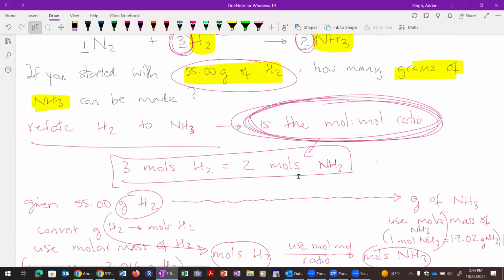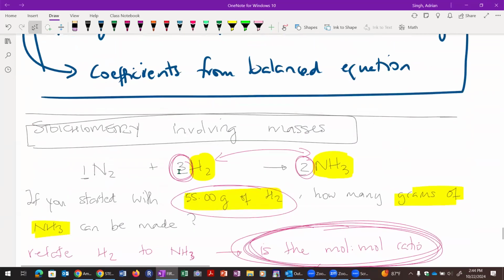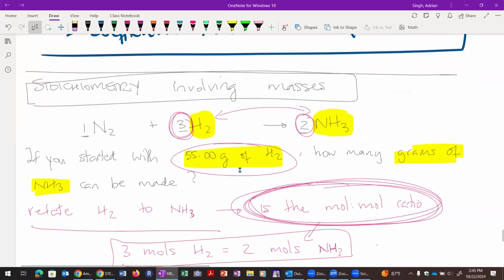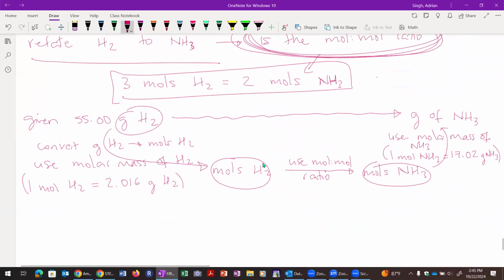So we don't measure out moles in the laboratory, we measure out grams. So if we're given grams of H2, one of the reactants, we can calculate how many grams of NH3 we could make without even performing the reaction. We can calculate how much of the NH3 we should be getting just by doing stoichiometry. All right, so that's the path that we're going to take.